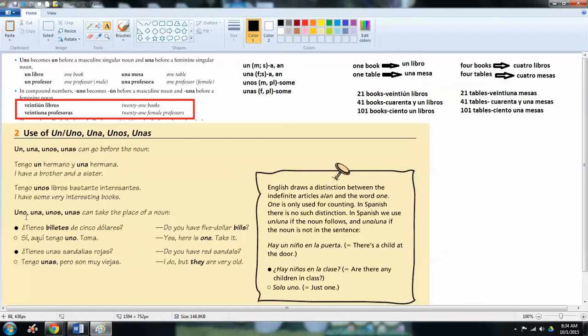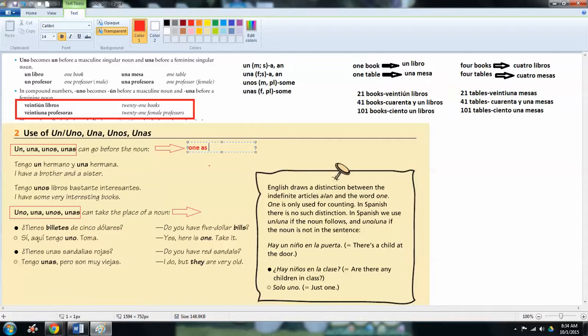It also tells you that you can use uno, una, or unas to take the place of a noun. And when you do that, you only use un if it's an adjective, that means it's describing a noun. If you're going to use one as a pronoun, you need to put the O back in, but you can also still use the una. So when it's being used as a pronoun to replace a noun, you're going to use uno, una, unos, unas. And when you're using it as an adjective to describe a noun, you're going to use un, una, unos, unas. Okay, so the ones up here are your adjectives, one as an adjective, and this is one as a pronoun.